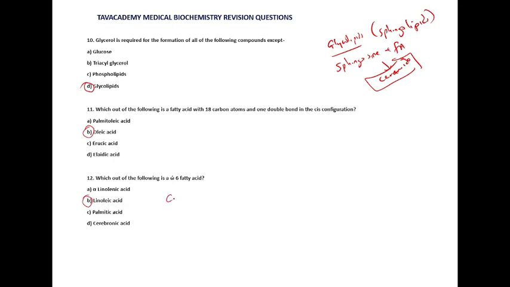It says C18, then the double bonds are on carbon 9 and carbon 12. So 18 minus 12 is going to be 6. Linolenic, on the other hand, is C18, with carbons 9, 12, and 15 carrying the double bonds. So this is an omega-3. So this is not the answer. The answer is linoleic acid.